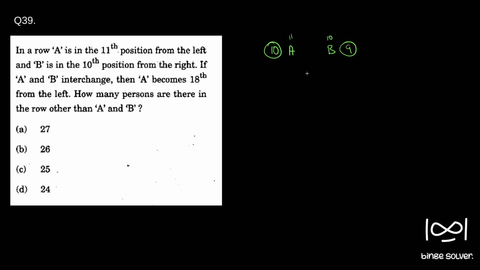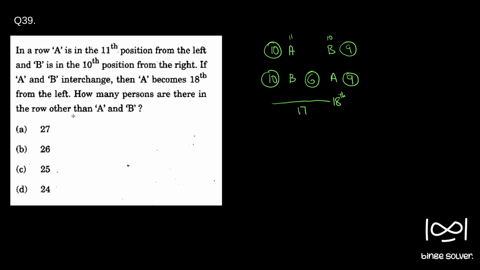Now if A and B interchange, B takes A's position. So let's write B here. There are 10 people behind B now. Then A here, there are 9 people behind A. After the interchange, A becomes 18th, so there are 17 people behind A now. There are already 10 people behind B, and B is 11th, so there has to be 6 people between A and B. So 6 plus 1, 7 plus 10, 17. So A will be 18th.